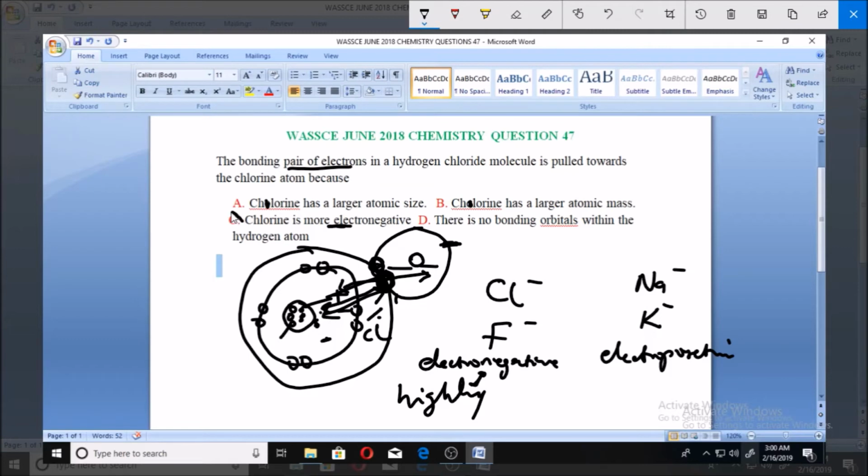And that is the reason why C is the answer to this problem, and not because it has larger atomic mass or atomic size, though it actually does do these two things, but that is not the reason for the attraction. The reason for the attraction is the high electronegativity of chlorine.